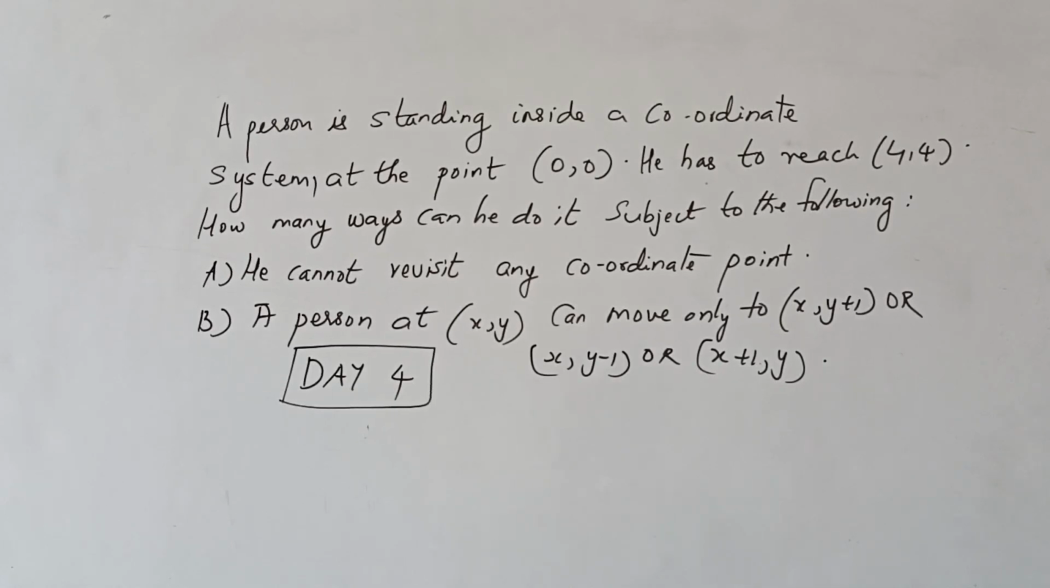Welcome to day 4. A person is standing inside a coordinate system at the point 0, 0. He has to reach 4, 4. How many ways can he do it? Subject to the following: he cannot revisit any coordinate point.